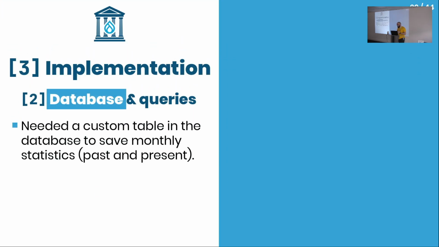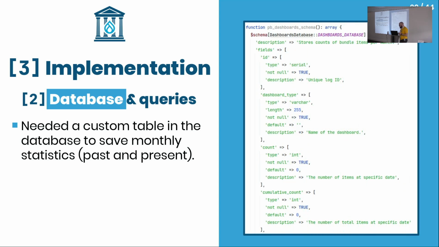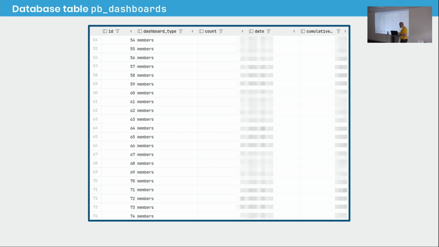So in terms of the database, we had to have a custom data table in order to save the statistics, both the past ones and the present. It is actually a quite simple table with 5 columns: an ID, a dashboard type, the statistic, the count, both the specific one and the cumulative one, and the date that it was taken.